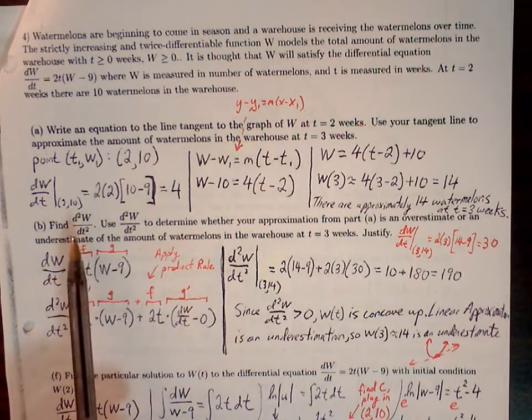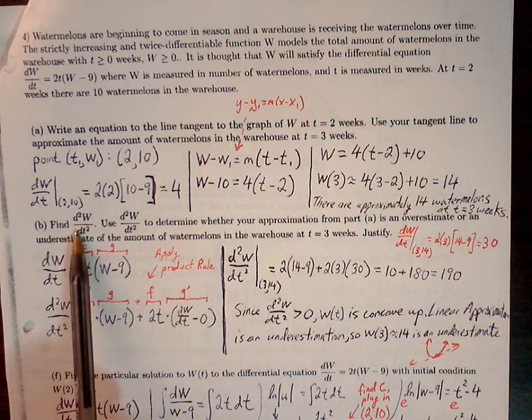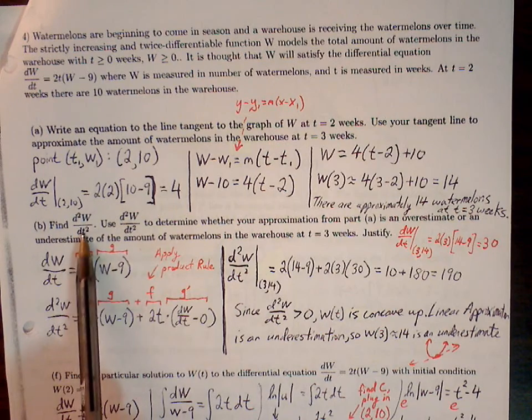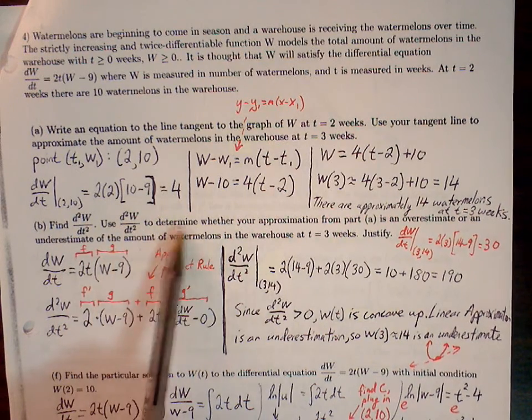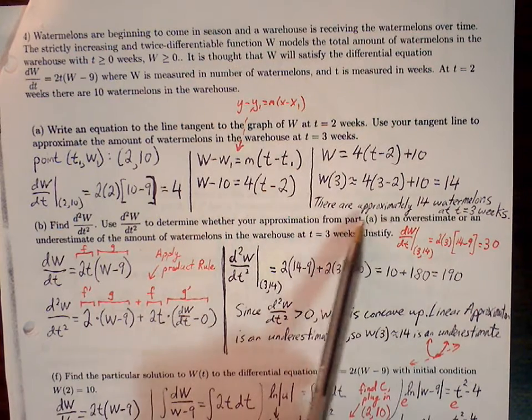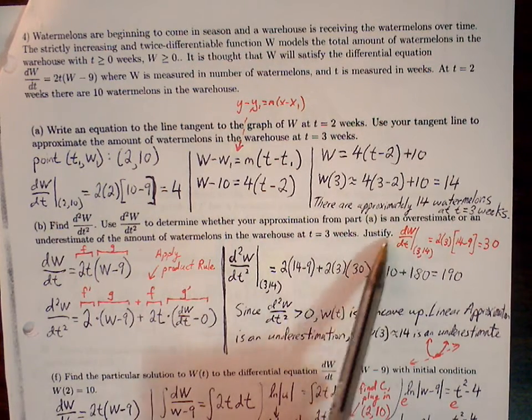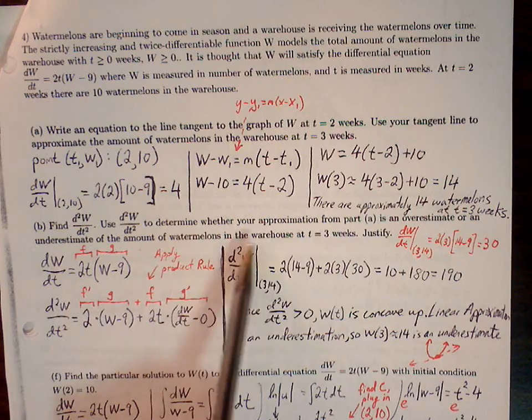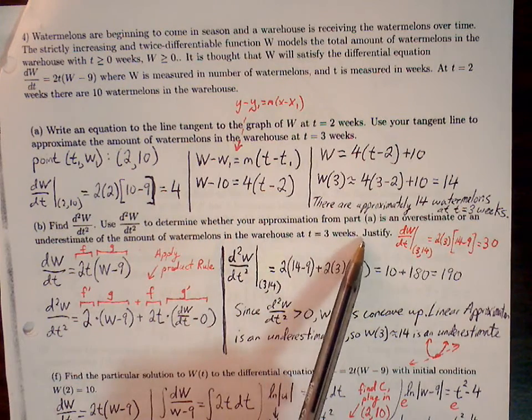Part B, find the second derivative, d2w over dt2. Use the second derivative to determine whether your approximation from part A is an overestimate or an underestimate of the amount of watermelons in the warehouse at t equals 3 weeks.